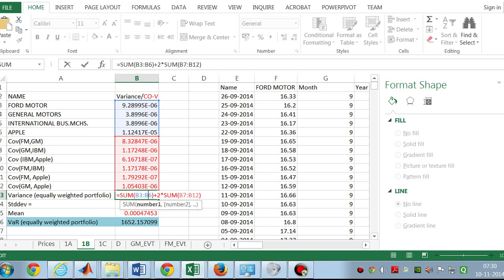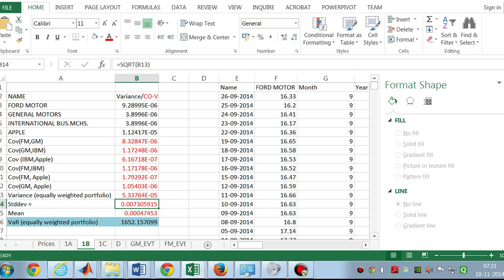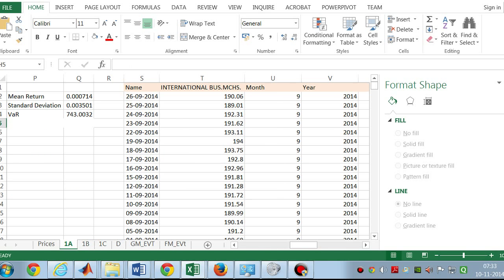So here we have 2 into sum of these in red, and this could be 1 into 1 or whatever. So 2 into sum of these in red, and 2 into sum of these in blue. Sorry, sum of these in blue, which is the sum of the variances, plus 2 into sum of the covariances. This is the standard formula, and then we back out the standard deviation. So we calculate the VaR in a similar fashion to what we did in 1A, finding the percentiles from the normal distribution given the mean and the standard deviation.